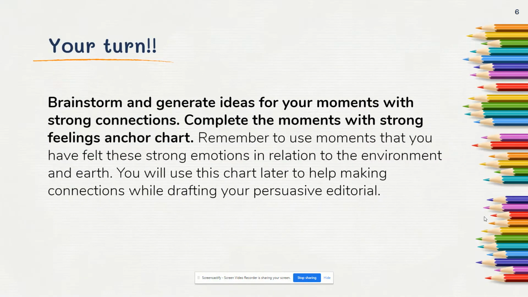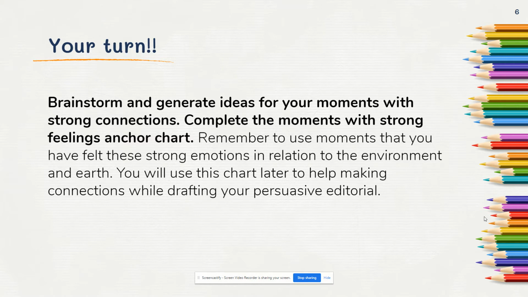Now it's going to be your turn to fill in your chart. You're going to fill in your chart with moments that you had emotions provided in the chart and generate ideas based on those feelings. Use the moments that you have felt these strong feelings in relation to the environment and the earth. If you need to reference my examples, you can.